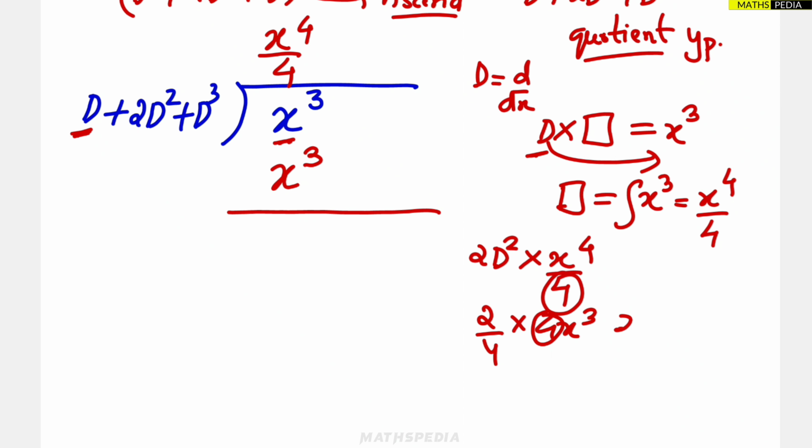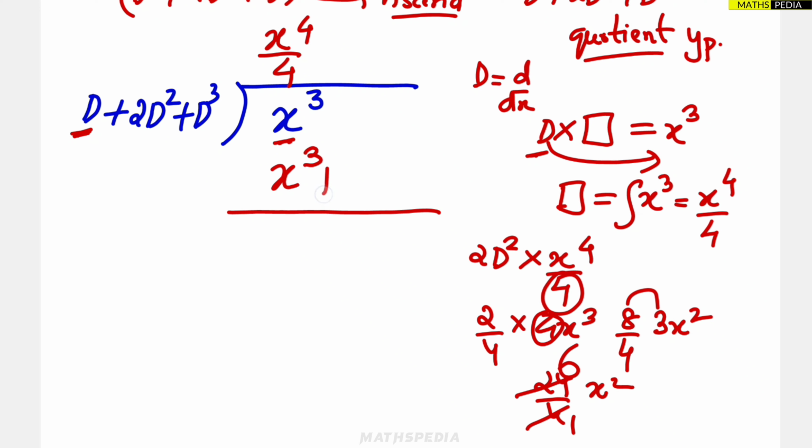So 4 you take it outside. So it will be 8 by 4. X cube differentiation is 3x square. So double differentiation done. So 8 into 3 is 24. 24 by 4 into x square. So you will be getting 6x square. So you can write it over here. So you need practice over here. Don't make any mistakes. This is what we have done for 2d square.